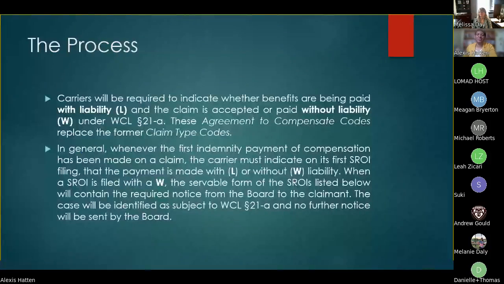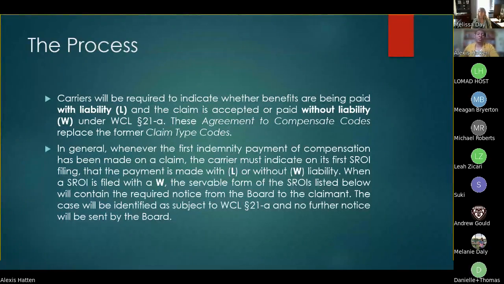Yeah. So as you mentioned, there are the W's and L's. You have to indicate, when you first make payments, whether benefits are being paid with liability, that's an L, or whether the claim is accepted or paid without liability, which is a W. So whenever the first indemnity payment is being made, you have to indicate on the FROI or SROI that it's being made with an L or with a W.